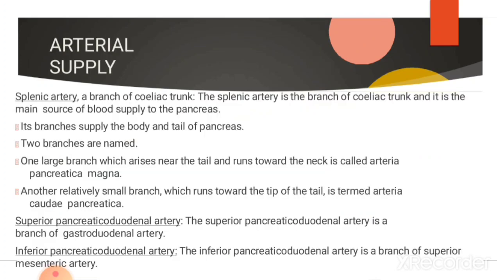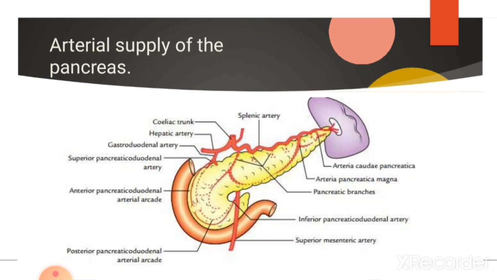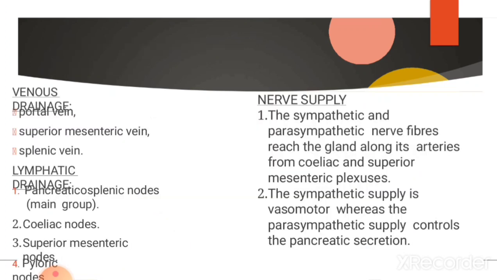Now the arterial supply of the pancreas. It is supplied by branches from the splenic artery as well as from the branches of the superior and inferior pancreaticoduodenal arteries. You should remember only the names of the arteries which are supplying your pancreas. So this is the arterial supply of the pancreas. Then this is the venous drainage. Venous drainage means all the venous blood is drained by the portal vein, superior mesenteric vein and splenic vein.